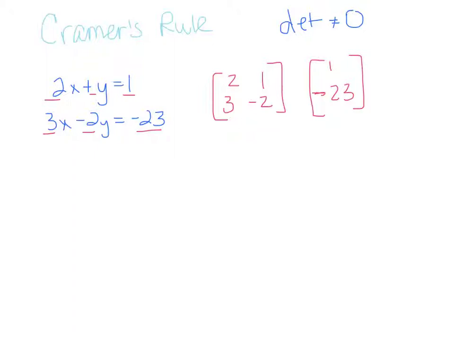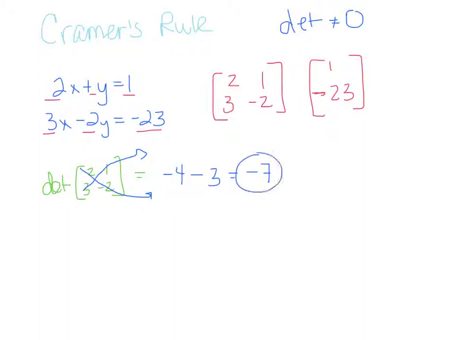So your next step is to find the determinant of the coefficient matrix. So I want to find the determinant of 2, 1, 3, negative 2. And so remember, I'm going to multiply coming down first, which is going to give me a negative 4. And then I'm subtracting, multiplying going up, I'm subtracting a 3, which is going to give me negative 7. So because that's non-zero, I know I have an answer. So I can go on now.